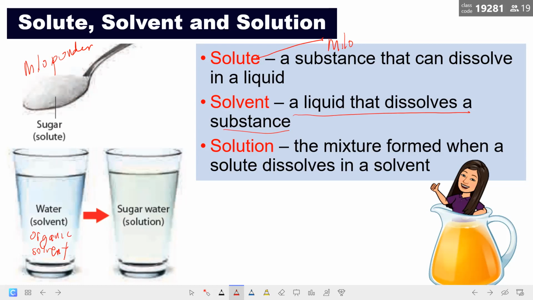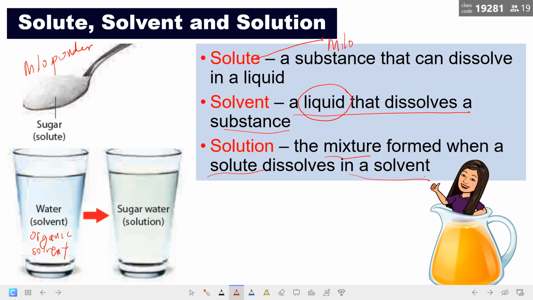So right now, the solvent that teacher is teaching you is water, the very famous one. And a solvent is always going to be a liquid. Now, when a solute goes into a solvent, it becomes a solution. For example, Milo powder goes into water, it becomes Milo drink. Okay, so a solution is the mixture that is formed when the solute dissolves in a solvent.